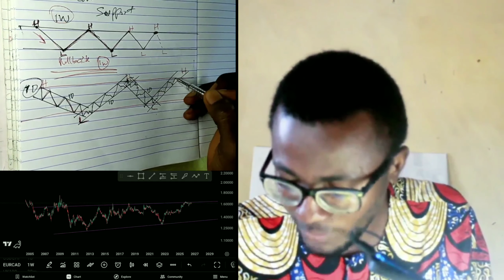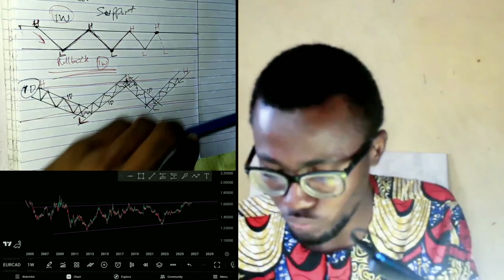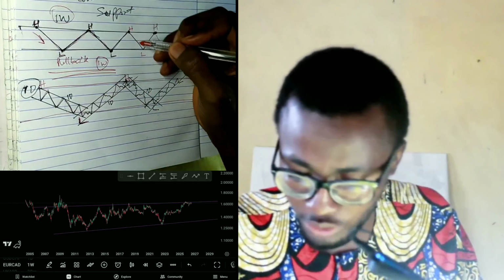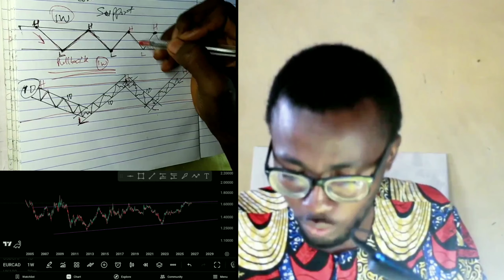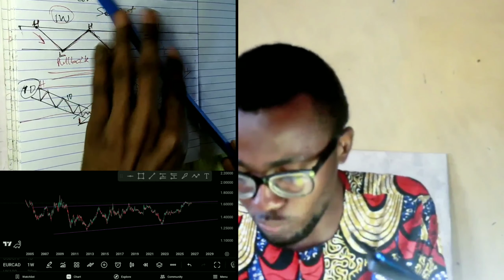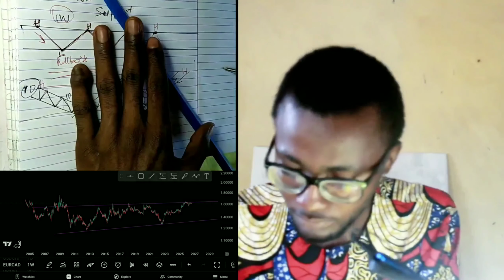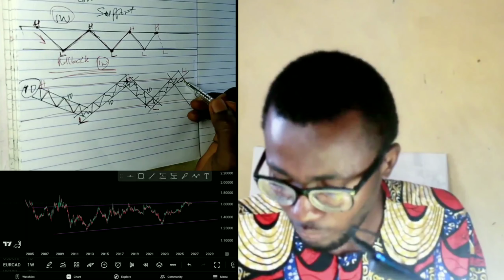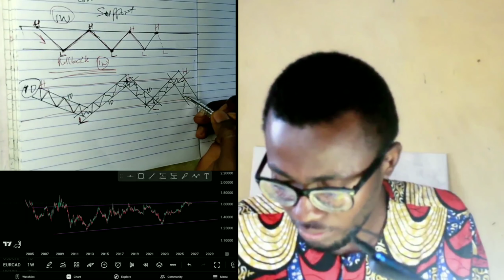When it now gets here, what happens? It will now start reversing. You can see when it got here, it started going down. That means this is the 1 week time frame going down, right? So the same thing will happen here again. When it got here, what happened? It will start reversing.